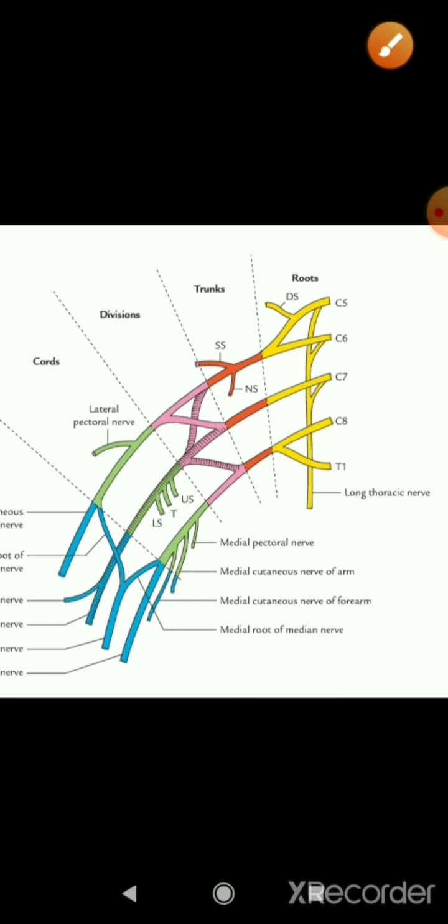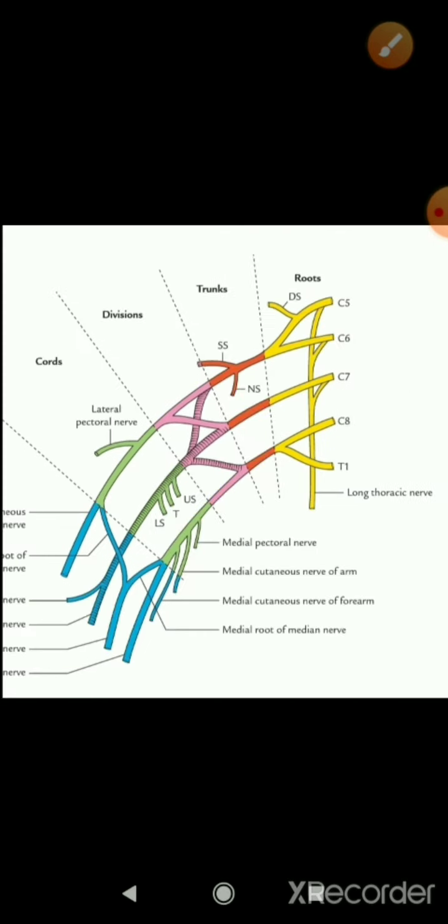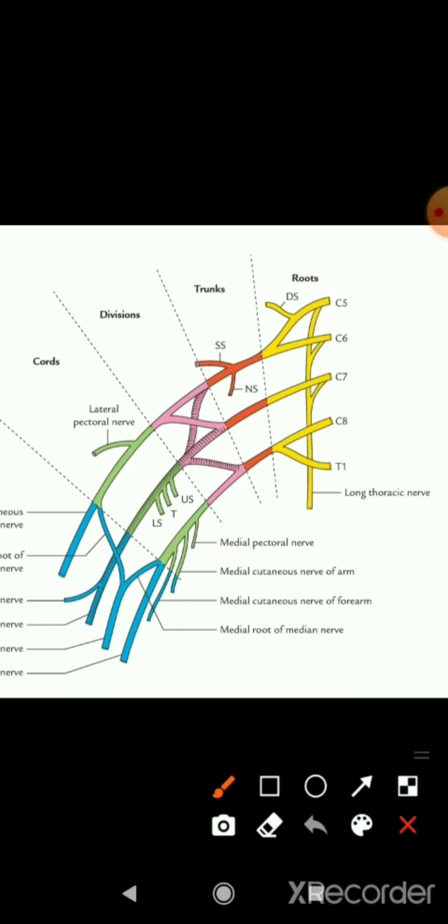Then come to the medial cord. From the medial cord the branches are the medial pectoral nerve, medial cutaneous nerve of the arm, medial cutaneous nerve of the forearm and medial root of the median nerve. So these are the branches coming from the medial cord.